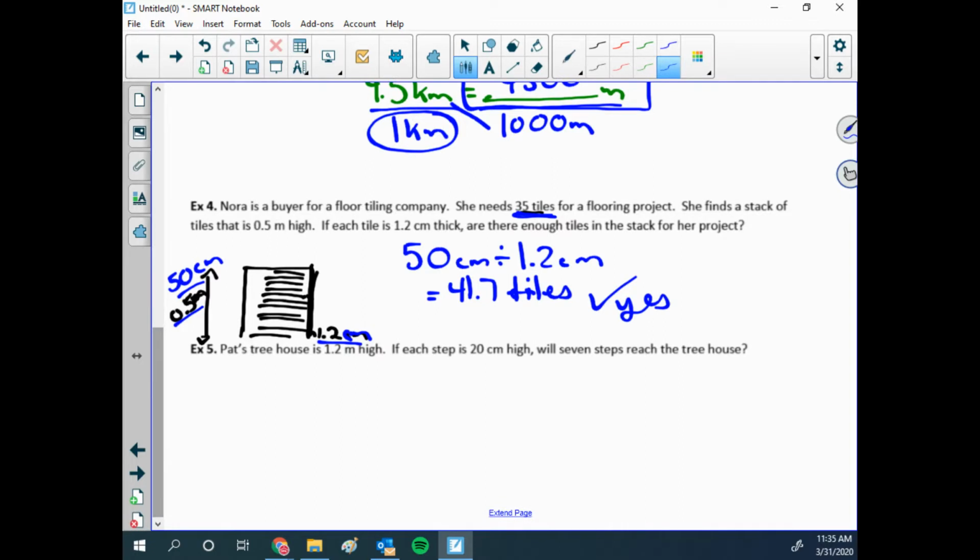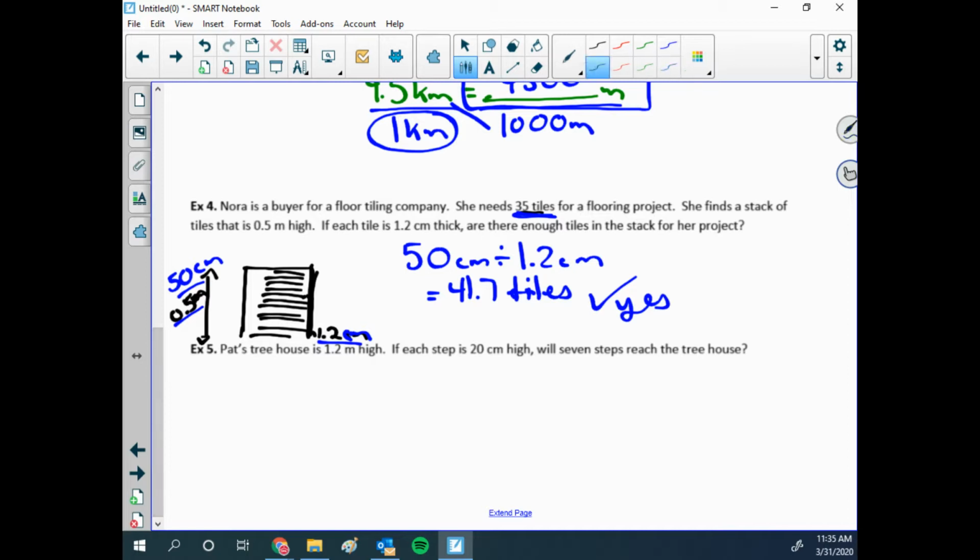All right, example 5. It says Pat's treehouse is 1.2 meters high. Apparently it's barely off the ground, but whatever. And then each step is 20 centimeters high. Will 7 steps reach the treehouse?